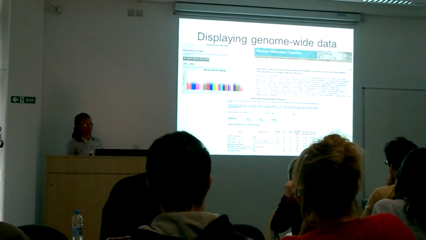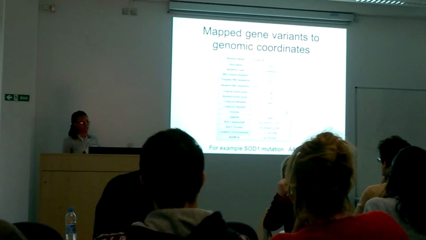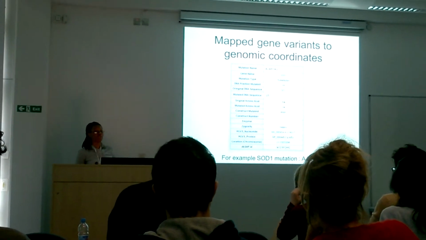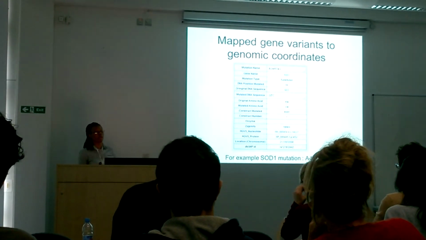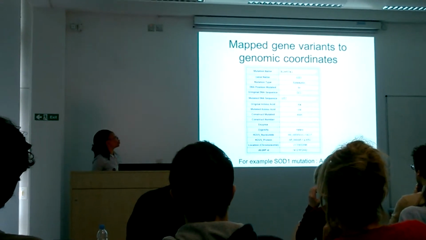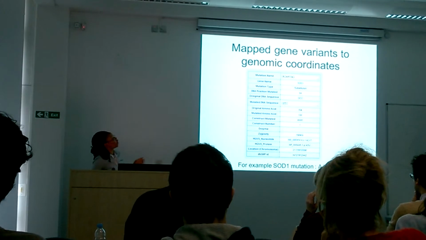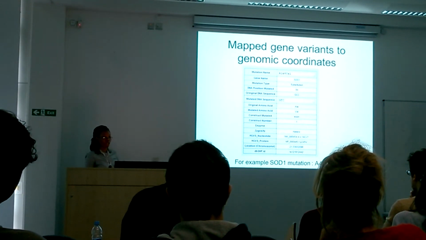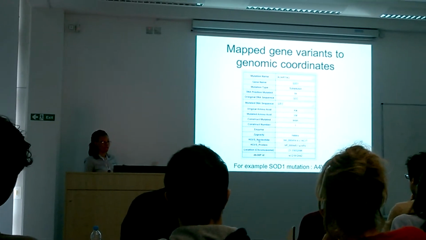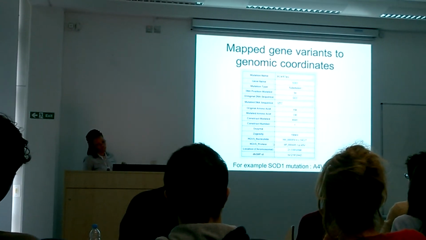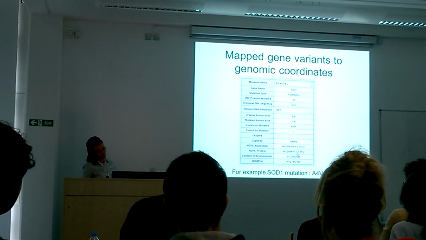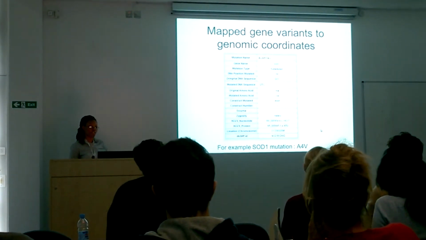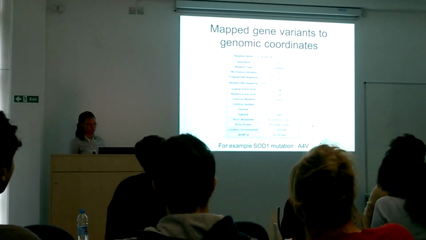The other thing about the database is that the gene variants are mapped to genomic coordinates, where you can see a summary of the mutations, and it tells you the HGVS codes and the SNP IDs, so you can refer to it in all the databases, like in the portal SwissProt.